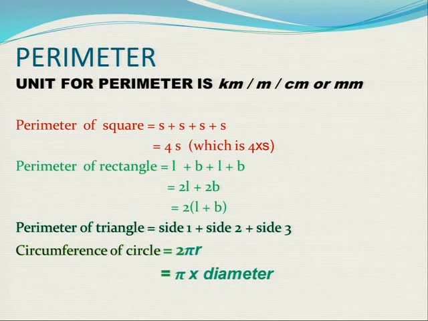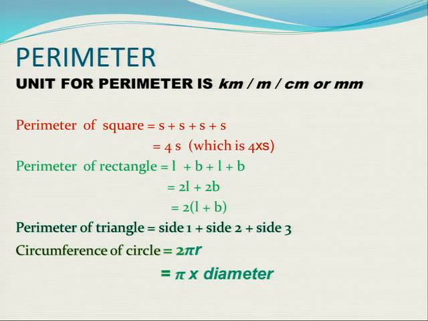But let's think about it in the easy way. L plus B plus L plus B. When I want the perimeter of a triangle, I want to know what is the length of the side that goes around it. It's side 1 plus side 2 plus side 3. When we talk about a circle, we use the word circumference. It's exactly the same as perimeter, but for circle we use circumference.